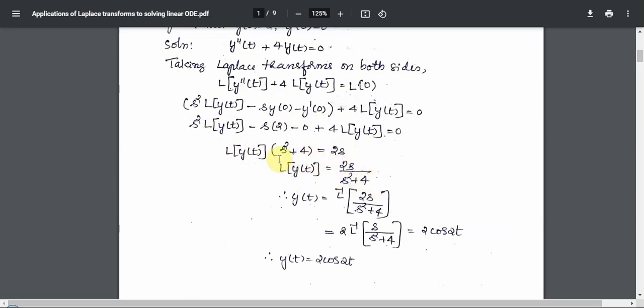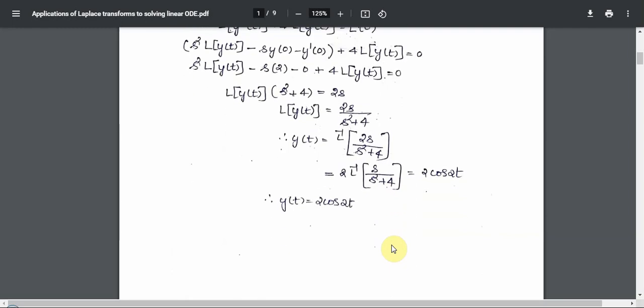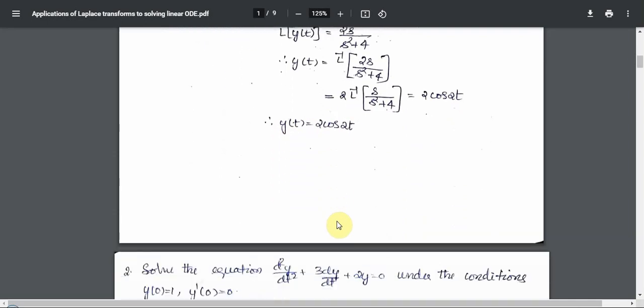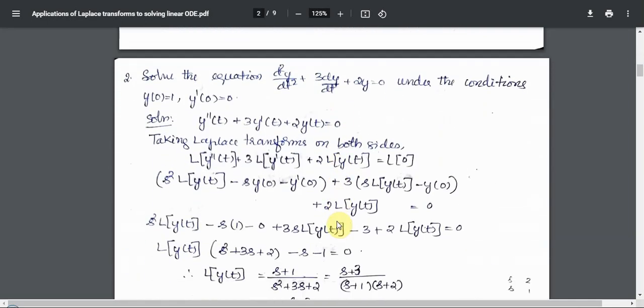And the last step, when L is known to us, to get y of t, I should take the L inverse. Therefore, y of t is L inverse of 2s by s squared plus 4. 2 is taken outside, L inverse of s by s squared plus 4 is cos 2t. Therefore, the solution y of t is 2 into cos 2t. This is how we solve differential equations. It is a very simple method.